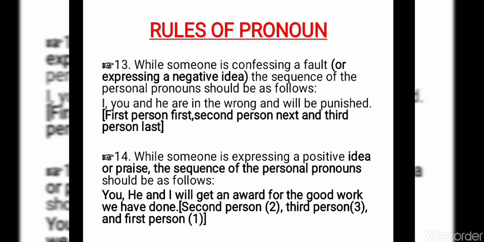The 14th rule of pronoun is, while someone is expressing a positive idea or praise, the sequence of the personal pronouns should be as follows. "You, he and I will get an award for the good work we have done." Second person first, third person second, and the first person last. As you can see, we used you first, he second, and I third.